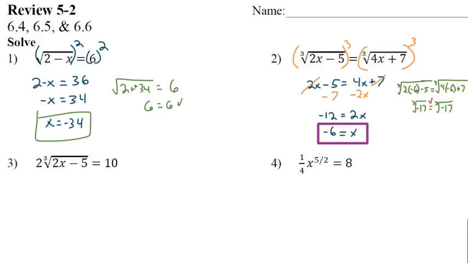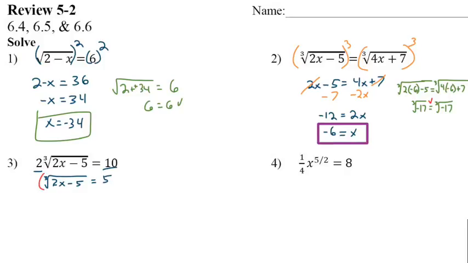Okay. Number 3, again, this is just solving for x. These are 2 and 3 step equations. It's not that big a deal. So we'll start off again, but this one we need to start off by dividing by that 2. So we'll divide by 2. We get the cube root of 2x minus 5 equals 5.